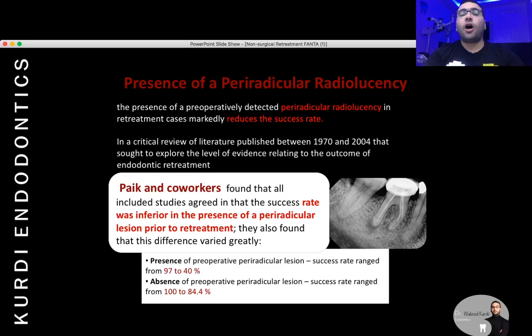And also the presence of periapical pathosis. All the studies stated that if you have a periapical pathosis or a periradicular radiolucency, it will decrease the prognosis of the case. For example, Baker and co-workers found that the success rate was inferior in the presence of a periapical lesion prior to retreatment. If there is a preoperative lesion in the X-ray, the success rate is from 97 to 40%. But if there is no periapical pathosis, the success rate ranges from 100% to 84%.